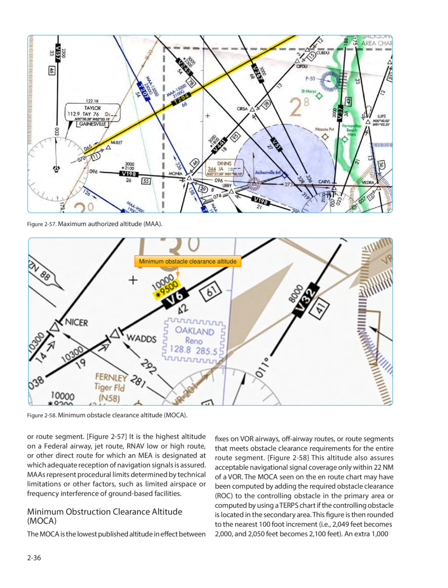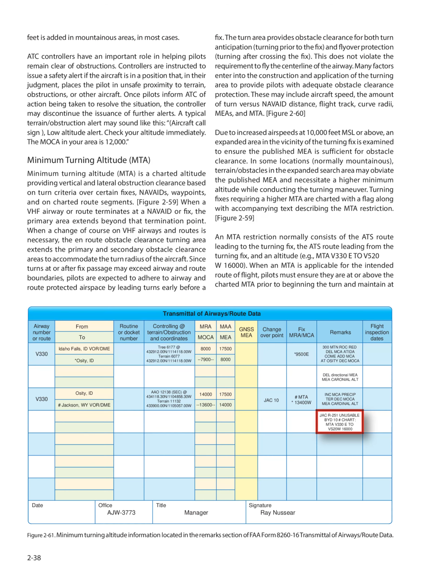The MOCA seen on the en route chart may have been computed by adding the required obstacle clearance, ROC, to the controlling obstacle in the primary area or computed by using a TERPS chart if the controlling obstacle is located in the secondary area. This figure is then rounded to the nearest 100-foot increment, i.e., 2,049 feet becomes 2,000, and 2,050 feet becomes 2,100 feet. An extra 1,000 feet is added in mountainous areas, in most cases.